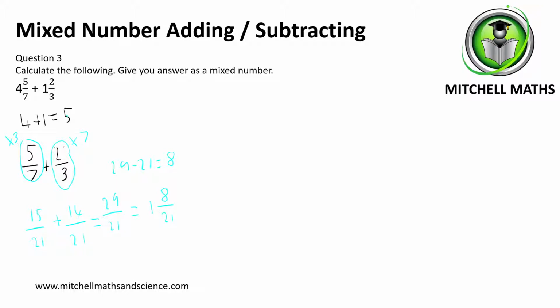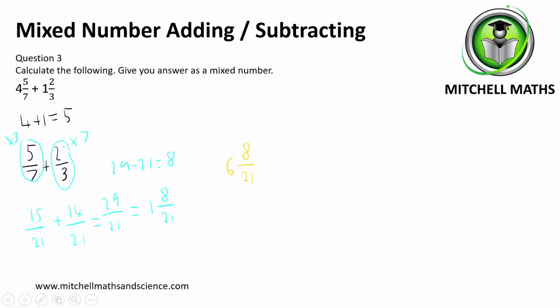And then I just add them together. Well, 5 plus 1 over 8 over 21. Well, 5 plus 1 is 6. That means my final answer is 6 and 8 over 21.